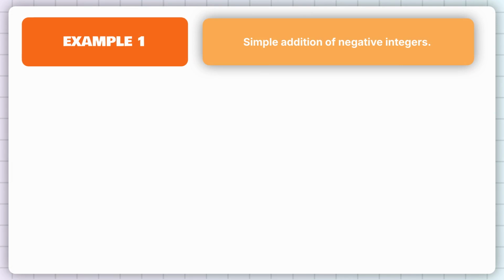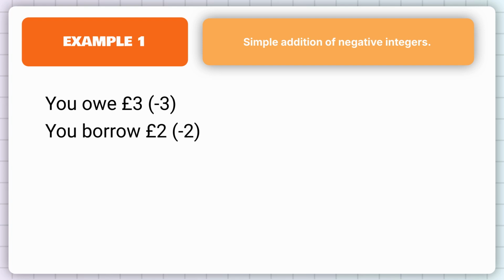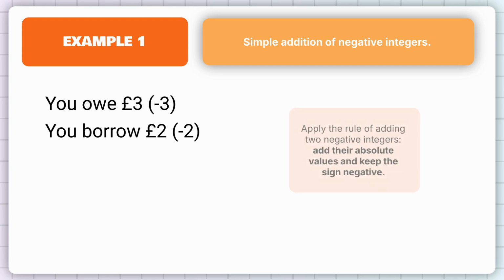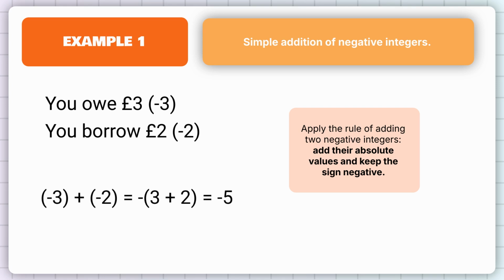Example 1, simple addition of negative integers. Let's consider the first simple case. In a financial scenario, let's assume you owe someone £3, which we represent as -3, and then you borrow another £2, another -2. To find out your total debt, you'll apply the rule of adding two negative integers. The rule states that when adding two negative numbers, you add their absolute values and keep the sign negative. Therefore, we will add the absolute values of -3 and -2, resulting in 5. We then keep the sign negative, giving us a result of -5. Therefore, you now owe a total of £5.